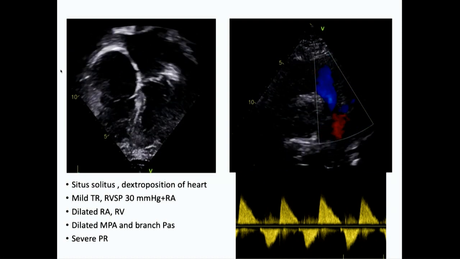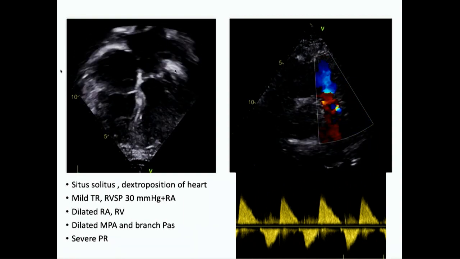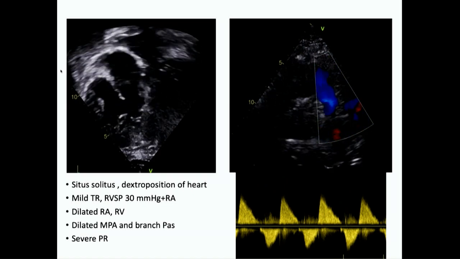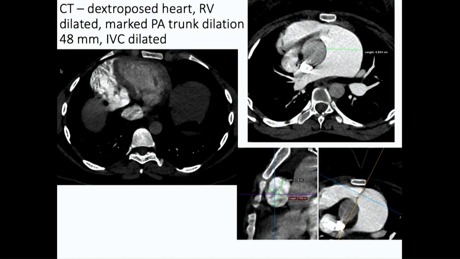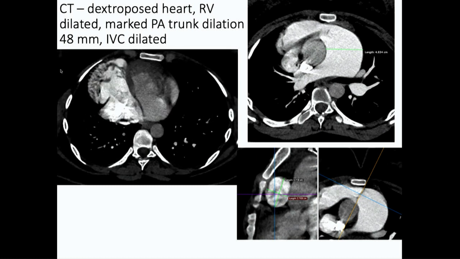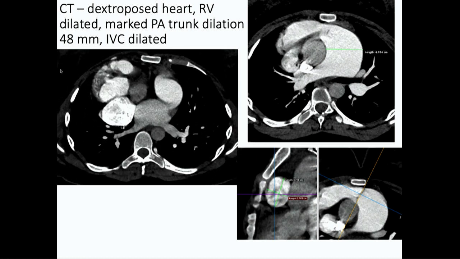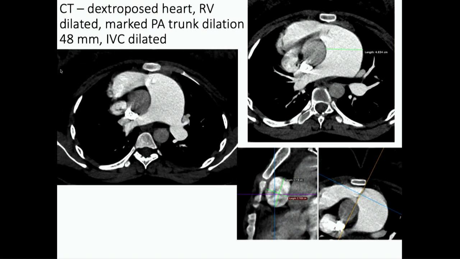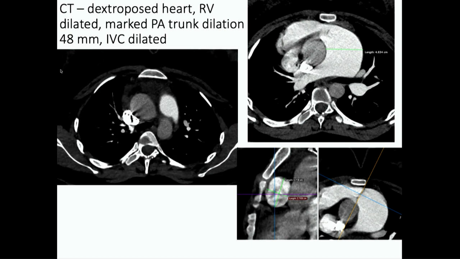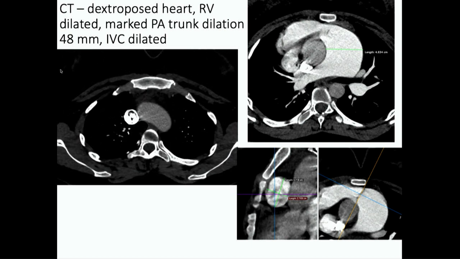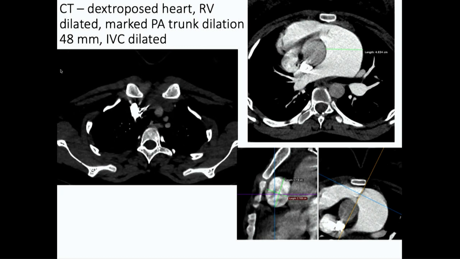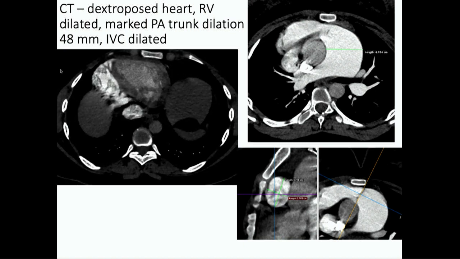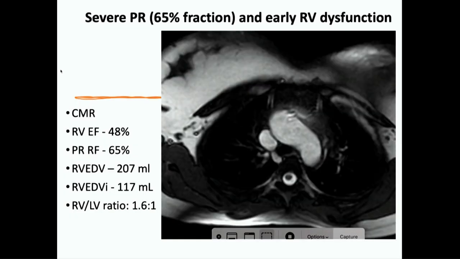In the next image, you can see that the MPA and the branch PAs are dilated, and there is significant PR. The PR Doppler signal is also shown. This is the CT of the patient, which is showing that most of the cardiac mass is on the right side, and the RV is in a more horizontal plane, and here is a very dilated pulmonary trunk. The pulmonary trunk is measuring 48 millimeter. It is dilated, and the narrowest area is also shown, which is measuring around 36 millimeter.